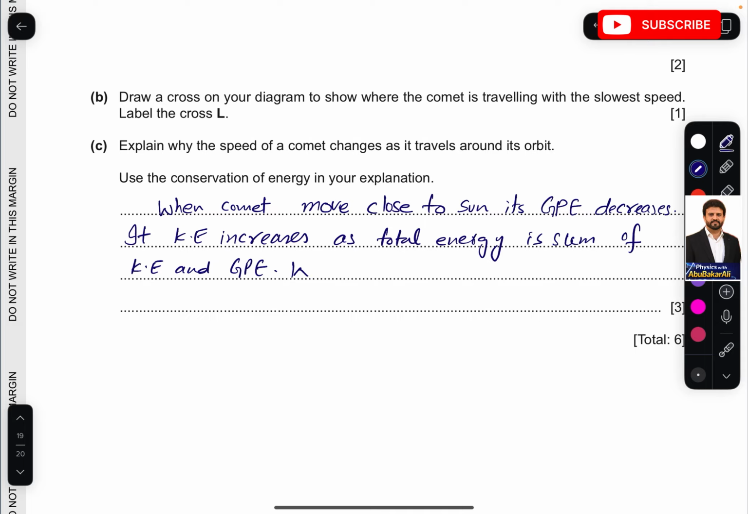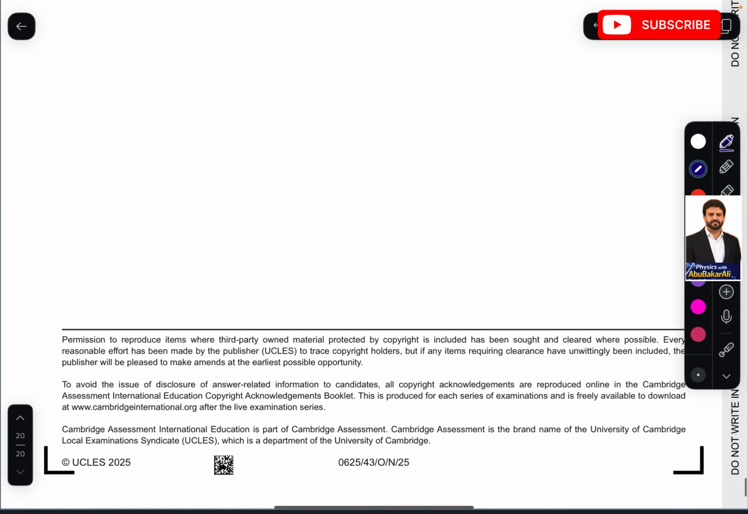So we can say when the comet has more kinetic energy, it will be at a higher speed. Okay. So we are done with this paper.